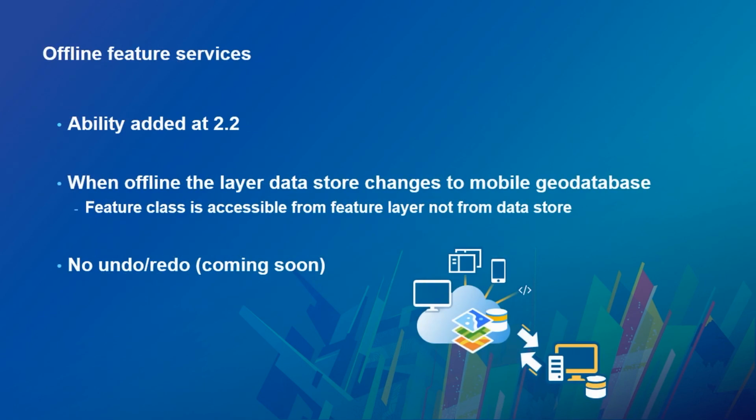Finally, offline feature services, this was a capability that we added at 2.2. You can take your data offline in Pro. Any syncable feature service can go offline. What you need to know is that when it's offline, it's no longer a feature service. It's a mobile geodatabase. And so you can still continue to access it through the feature layer, but there's no SDK for the mobile geodatabase as a data store. You can still get to the feature class, though, through the feature layer.